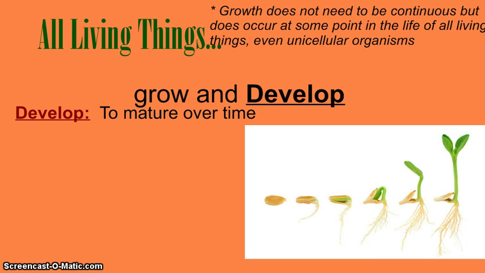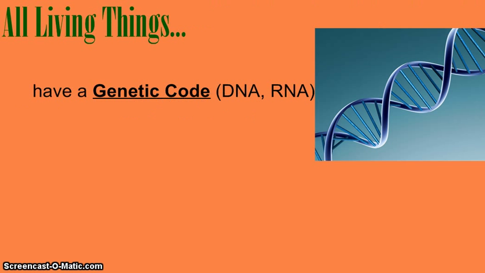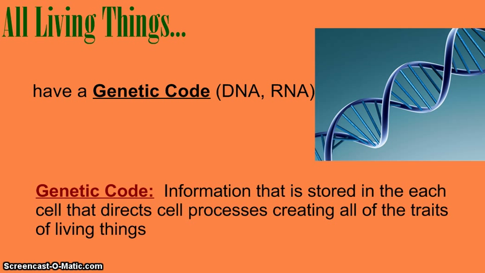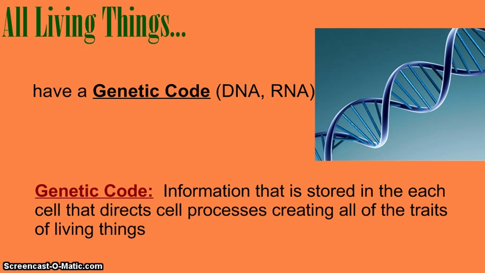So now you have 3 circles filled in on your note sheet. All right. Fourth one, all living things have a genetic code, and the genetic code consists of DNA and RNA. We're going to spend a lot of time talking about this, especially in the second trimester. But a genetic code is essentially this. It's information.